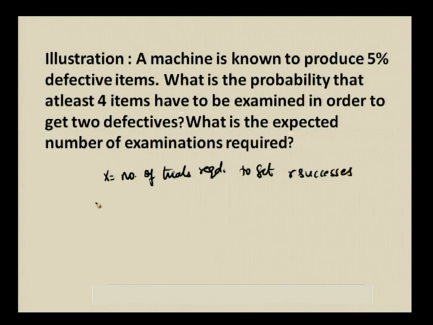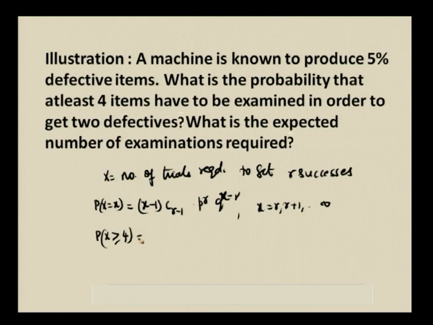Okay. Then the probability mass function is P(X = x) = (x-1 C r-1) p^r q^(x-r). Here you are asked about P(X ≥ 4), where x will take the values r, r+1, etc., up to infinity. So x is greater than or equal to 4, and 2 defectives.